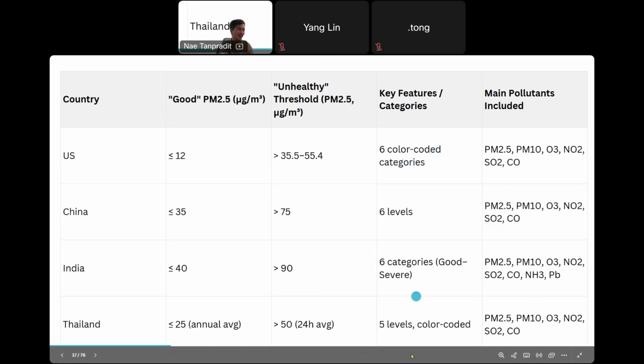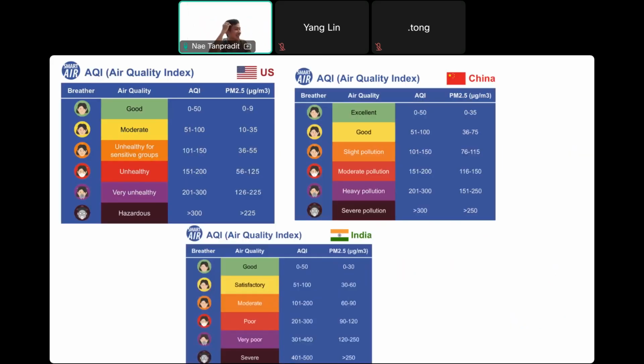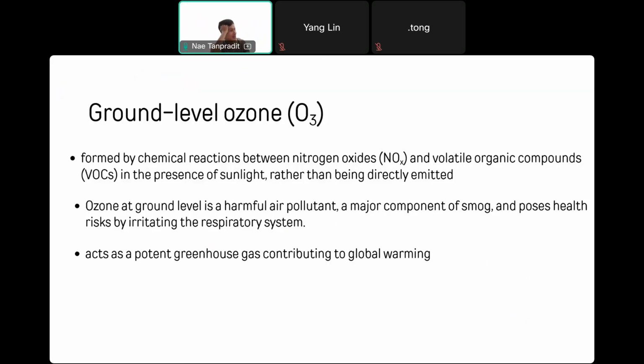And for the categories, in Thailand we have 5 levels. I don't know why. Others have 6 levels, but with different cutoff thresholds. Okay.